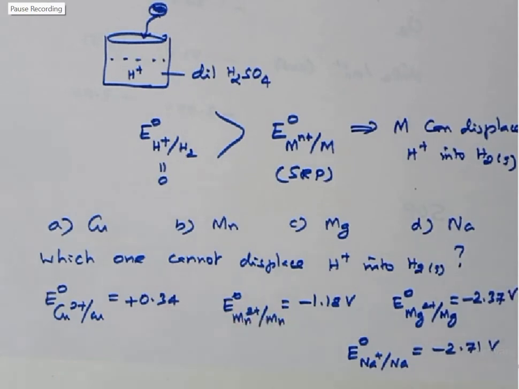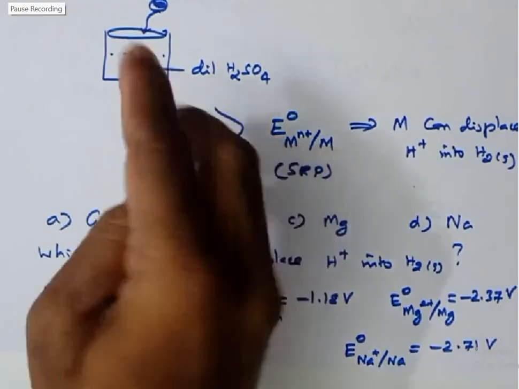Now standard reduction potential values are given. Students, you try to tell me which metal can displace H plus from dilute sulfuric acid into hydrogen gas.